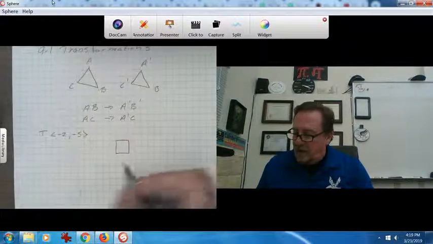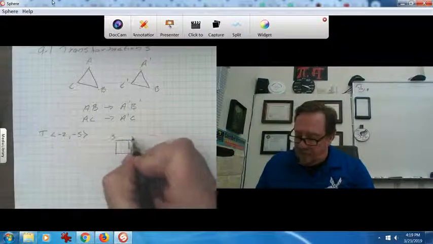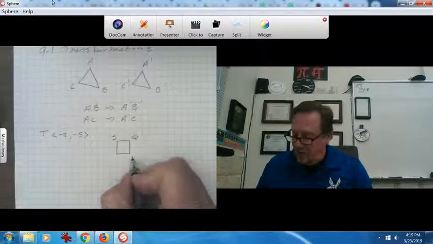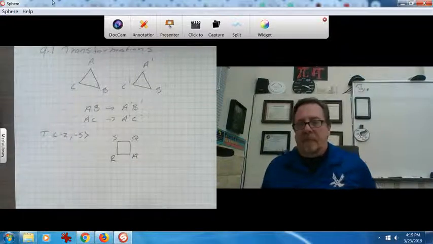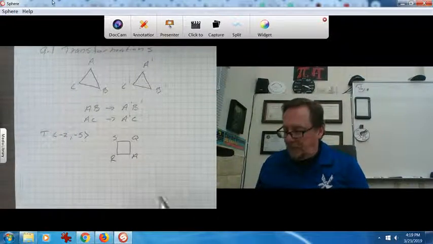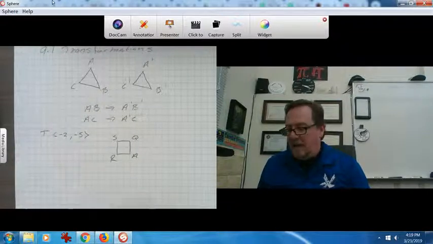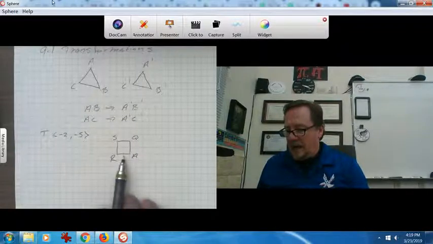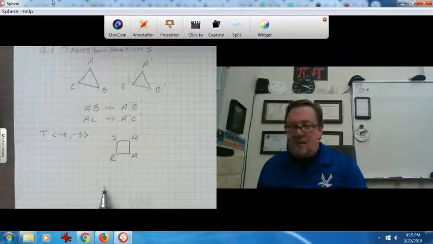And my square lives here, we'll call it SQAR, scare. That's my square scare. And I'm going to translate it -2, -5. So I'm going to go in the x direction by -2, 1, 2, and down by 5, 1, 2, 3, 4, 5. So it's going to change, right?